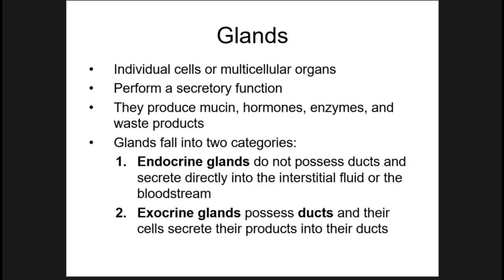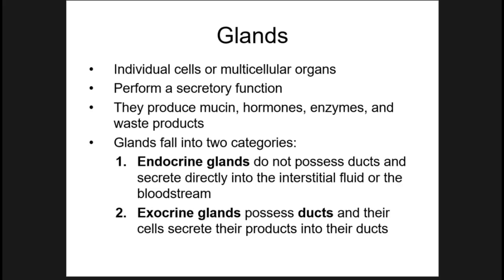So as previously mentioned, glands are epithelium derived, not just your sweat glands and things like that, but endocrine glands, which are glands that release hormones, are derived from epithelium as well. We won't worry too much about our endocrine glands just yet. Exocrine glands are glands that possess ducts.